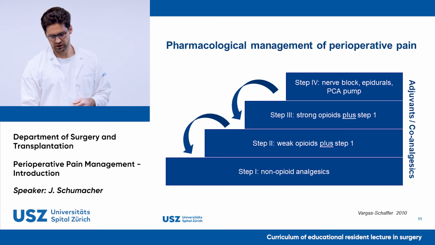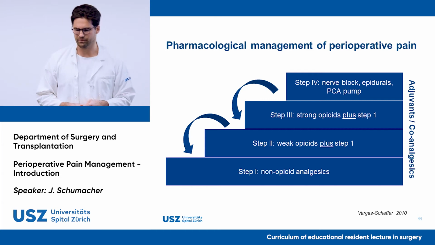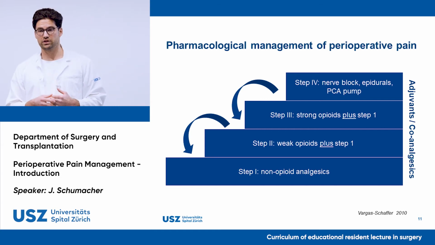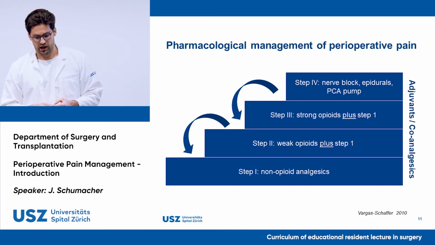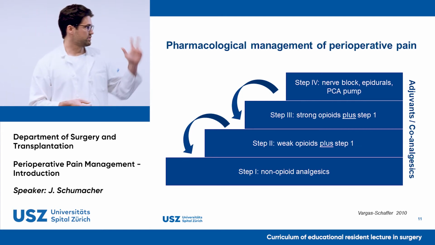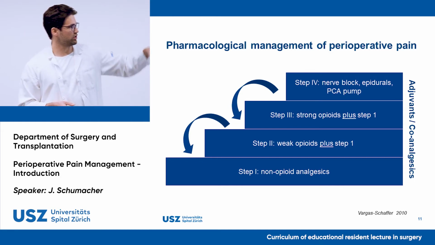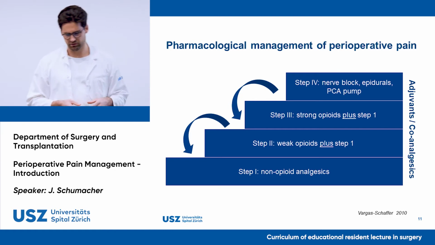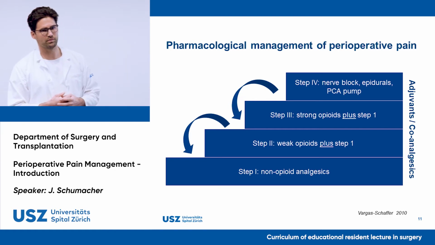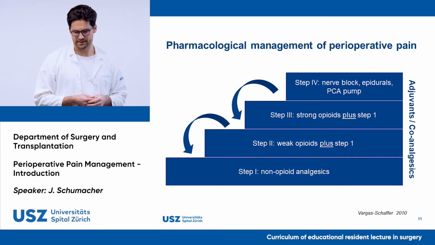And then we go to the WHO pain ladder. The last decades of pain management were influenced by this ladder, which basically consists of 3 steps. Step number 1, non-opioid analgesics, and steps 2 and 3, the weak and strong opioids, respectively, always together with step number 1 and our adjuvants.